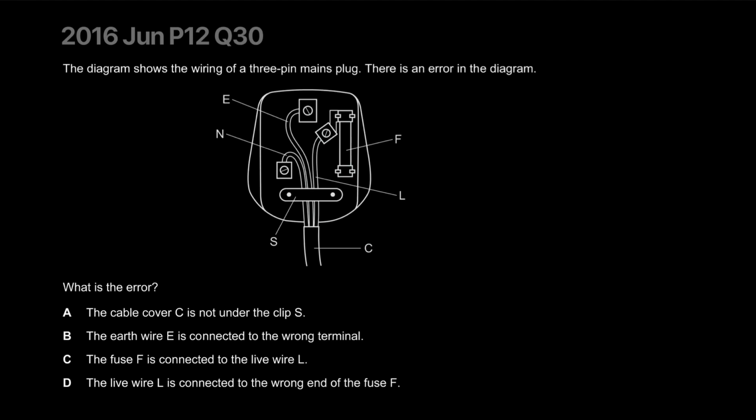I tell some of my students that some questions are horrible, and this is that. The diagram shows the wiring of a 3-pin mains plug, and there is an error in the diagram. What is the error? The cable cover C is not under the clip S. The cable cover C is not under or in the plug. So what's happening is the inner wire is exposed on the outside of the plug, and that might lead to, yeah, that's actually true. So that's actually the answer. Let's move on. The question is so silly, I don't even know what to say. But everything else is correct. The earth wire E is connected to the wrong terminal.